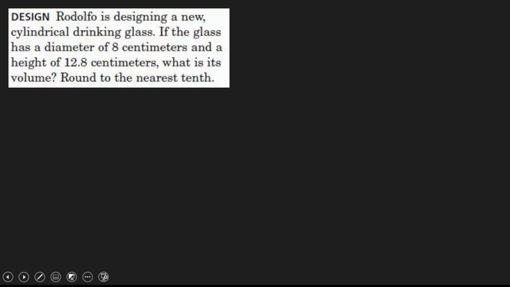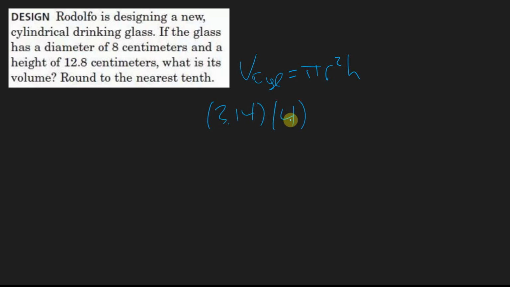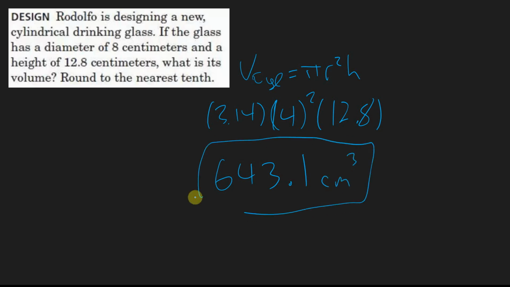All right. Next one, again, cylindrical drinking glass. So I'm going to have my volume of my cylinder equals pi r squared h. I'm going to plug in 3.14 times my radius. I do have to divide this in half. It's going to be 4 because they give me the diameter, squared times a height of 12.8. And I'm going to multiply all of these together. That's 3.14 times 4 times 4 times 12.8. And I'm going to get 643.1 because the following number would have been 0.7. So 643.1 cubic centimeters. And right there.